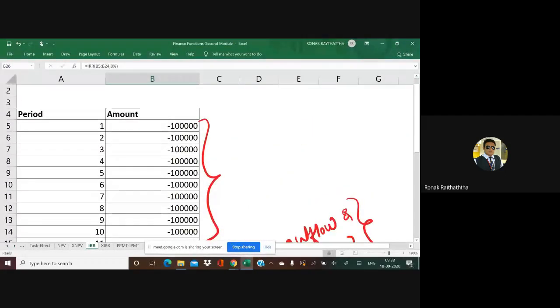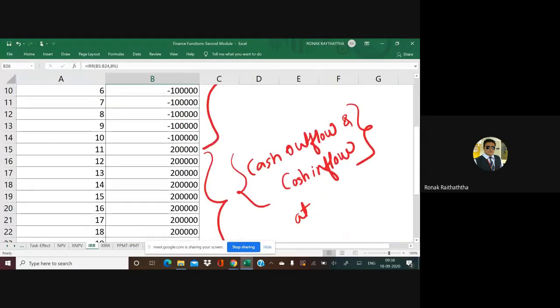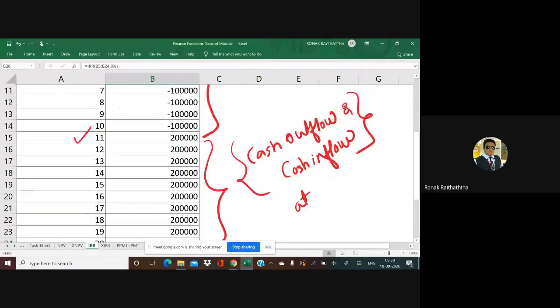Okay, so if I go to the IRR worksheet, some of the students might not have got it. So starting from there again: we were having the cash outflows and cash inflows in one investment plan. Say in this example, we were having the cash outflow of 1 lakh rupees for 10 years, and then there was a cash inflow starting from year number 11 and ending in year number 20. In that, we were getting 2 lakh rupees in each year. Now, what were we finding in the IRR? We were finding the exact rate of return we have got from this investment plan.